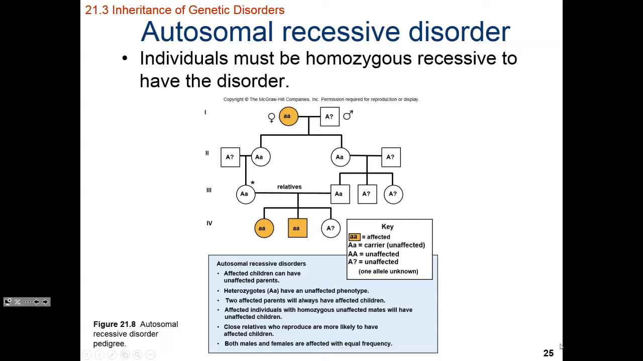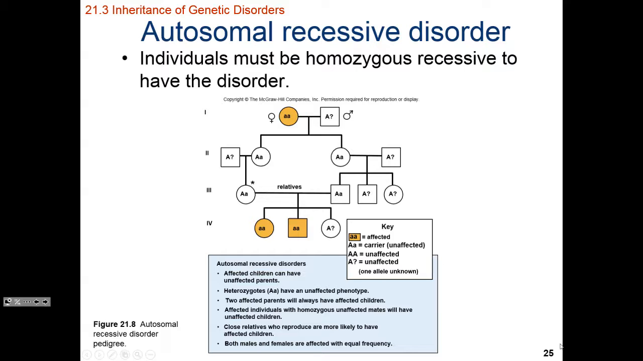Let's continue our discussion on genetics. We're going to look at dominant and recessive traits and how they can be passed on through the generations. This is known as pedigree analysis, and next week in lab you'll be doing pedigree analysis.